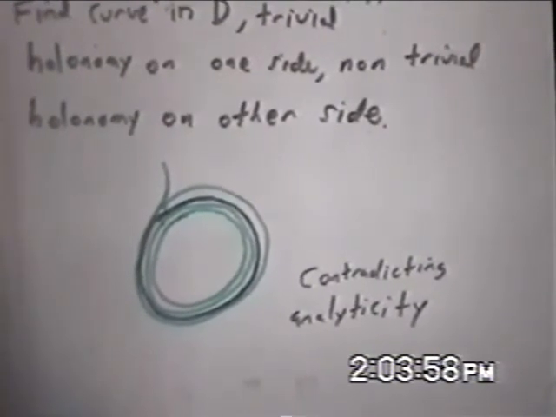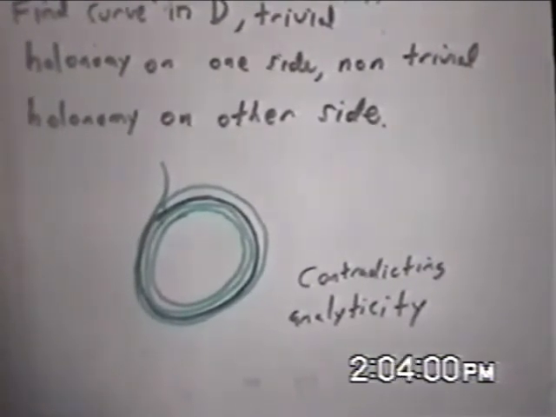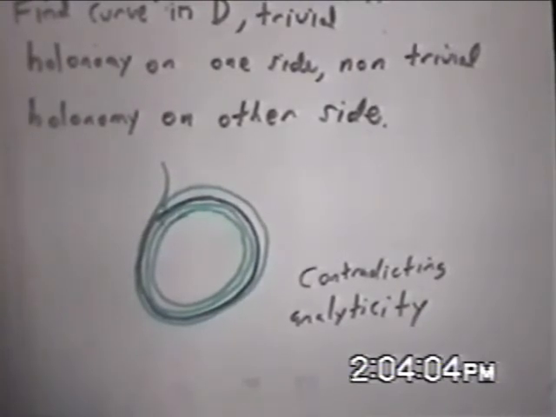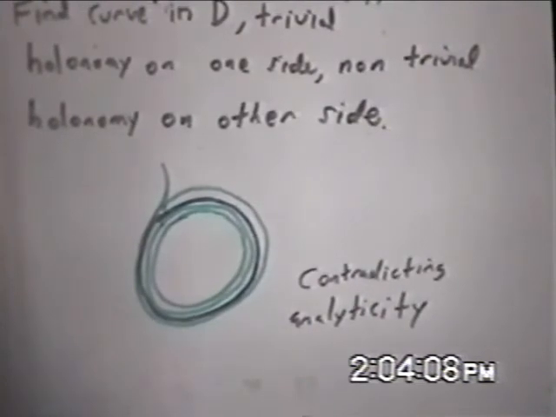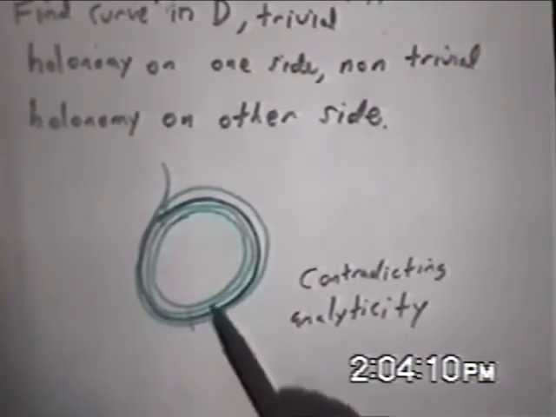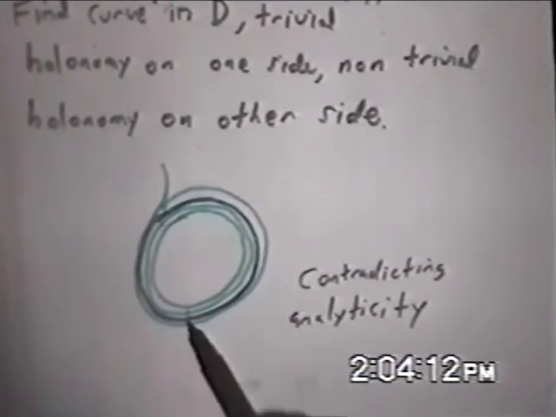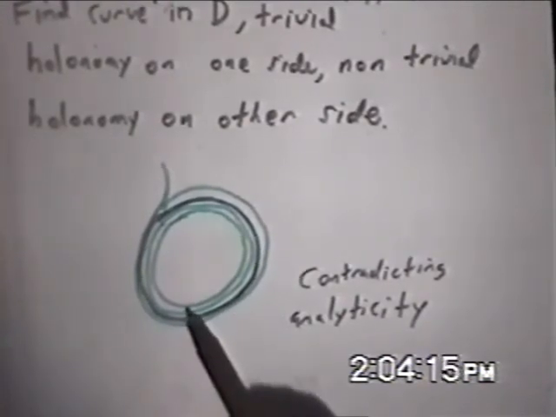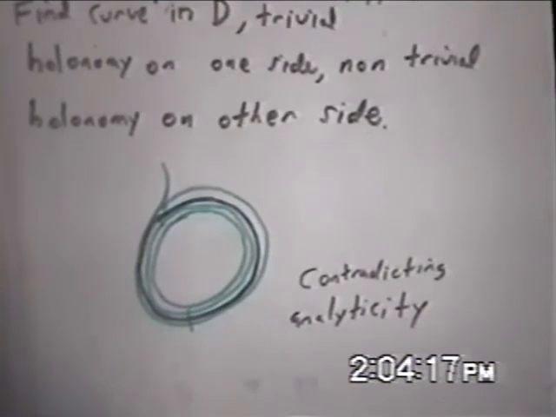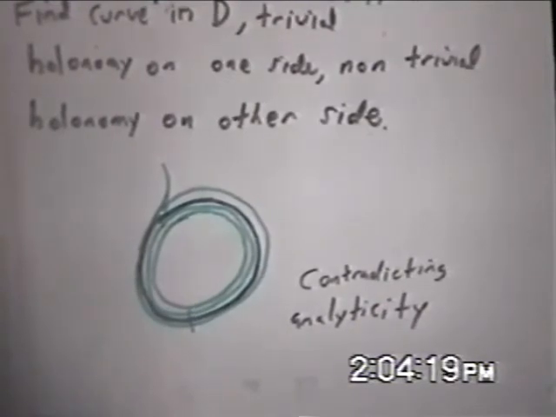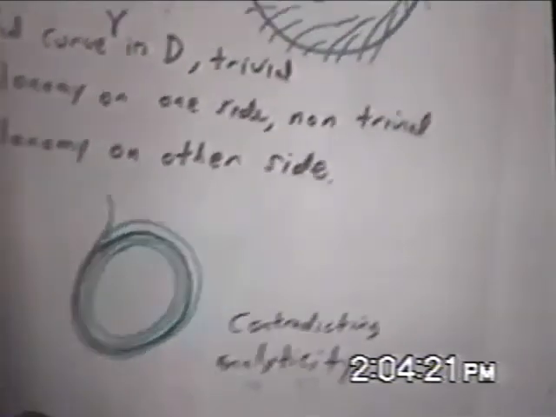But that's a contradiction to analyticity, right? Because one thing we know about analytic functions is that if you have a function which is constant in a little neighborhood, it's constant globally. So here's a little germ of a map of an interval, and it's locally constant on this half, so the whole thing better be constant. That's a contradiction. So that's the idea of Haefliger's theorem.